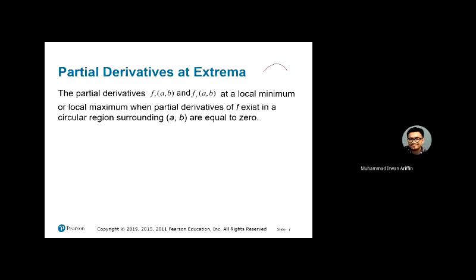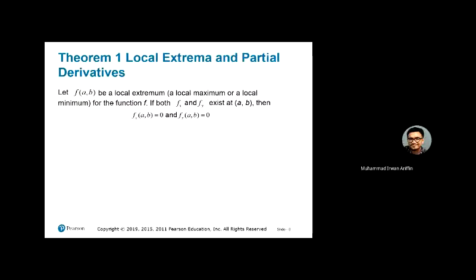So that's why we come up with this definition: f sub x and f sub y at a local minimum and local maximum are equal to 0, because when we look from both points of view, they are horizontal. The tangent lines are horizontal. So this gives us theorem 1. This is something that you really need to understand and memorize. Actually, you don't have to memorize it, but once you understand it, you can simply apply it.